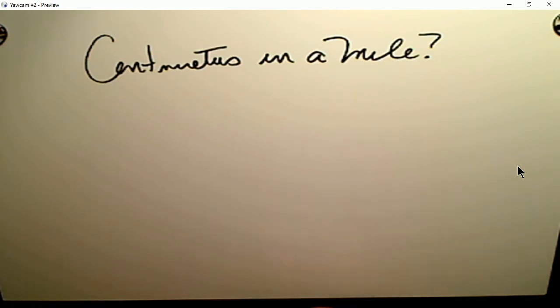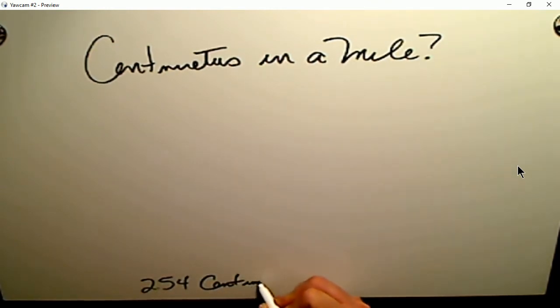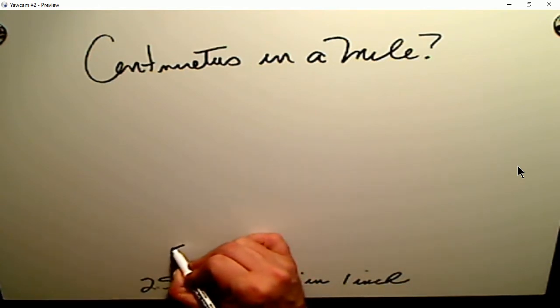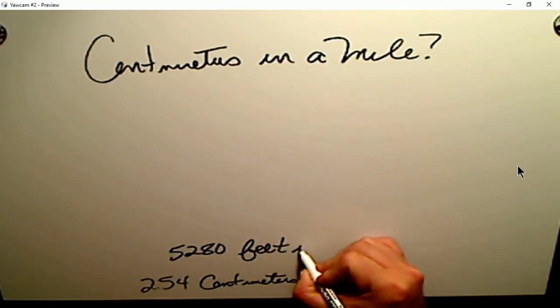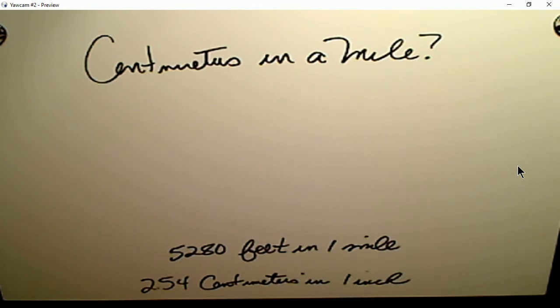But there are 2.54 centimeters in 1 inch. We know that. We also know that there are 5,280 feet in 1 mile. So those are the conversion factors that we need to do this particular example.